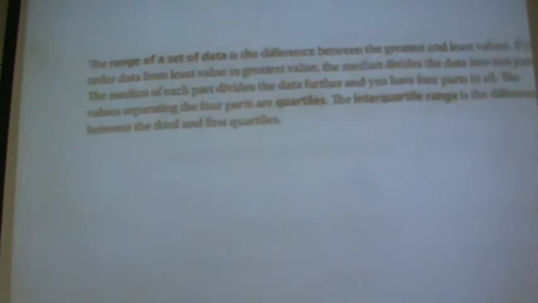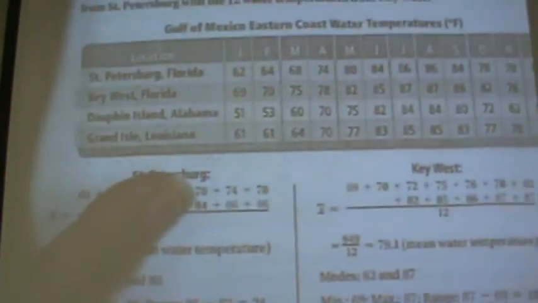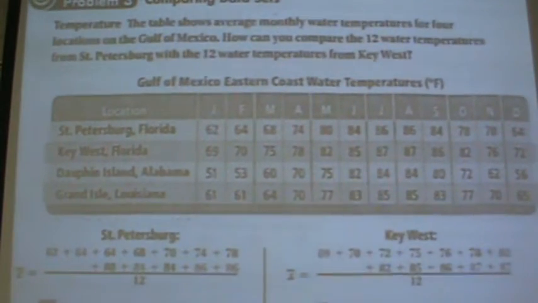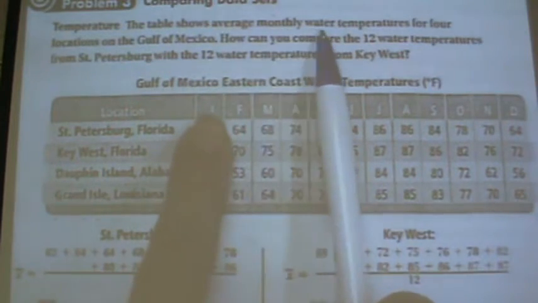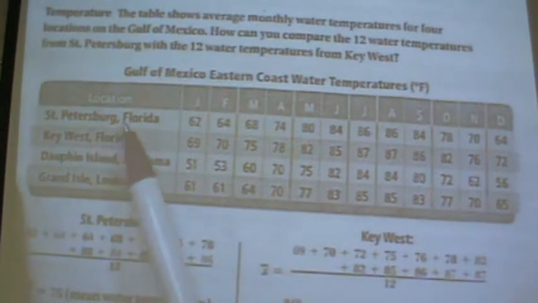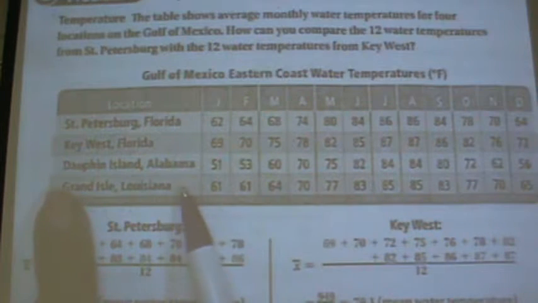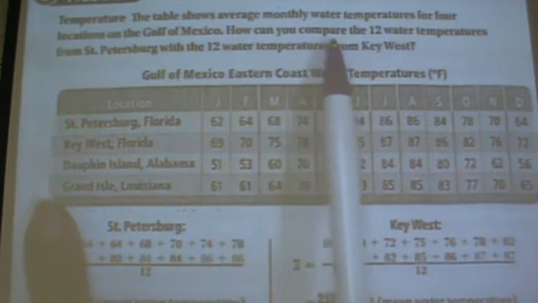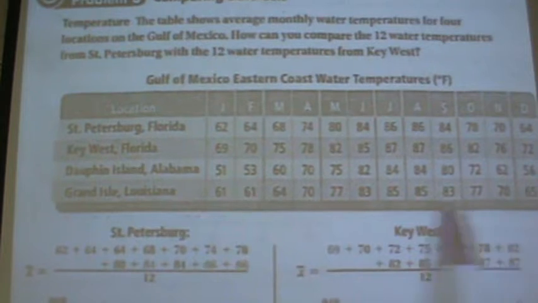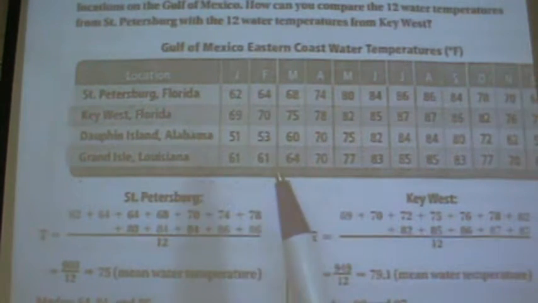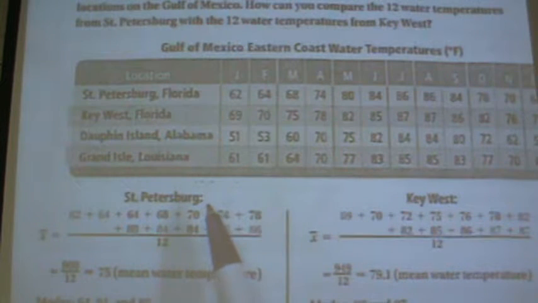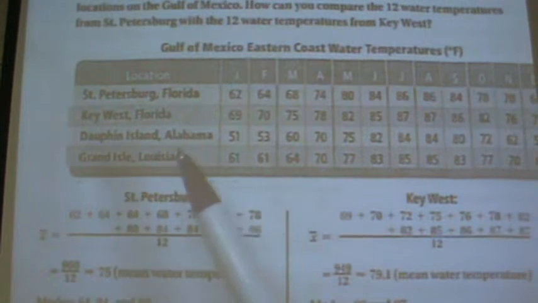And now I'm going to show you how to organize data. Let's look at this example right here. They are comparing, here's a table, and it shows the average monthly water temperature for 4 different locations in the Gulf of Mexico. Now, one way to compare the 12 temperatures is to figure out the mean, median, and mode. And another way is to create a box and whisker plot.